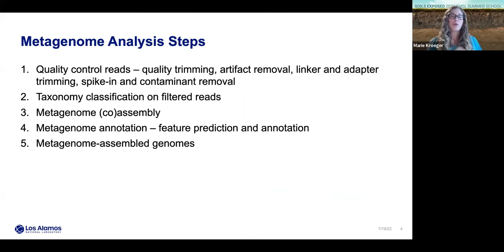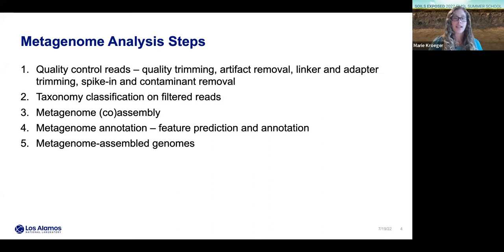First, before we do anything, we have to do quality control. This is when we trim our reads based on quality scores, remove any artifacts that might be there, or any linkers or adapters that you've used. And sometimes we add a spike-in, so you want to make sure you're removing that. Once we have our nice, clean, filtered reads, we can then do taxonomy classification. And I know that with the NMDC workflow, you'll get to see how that works in more detail.